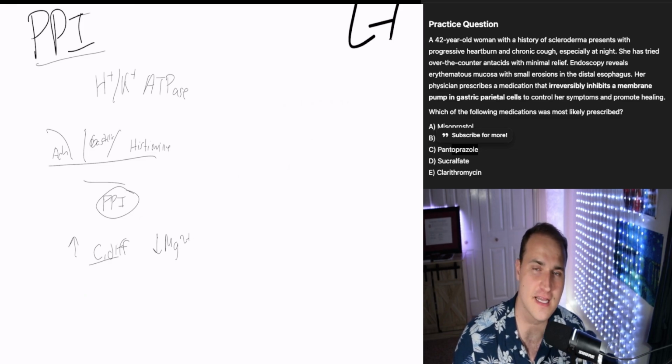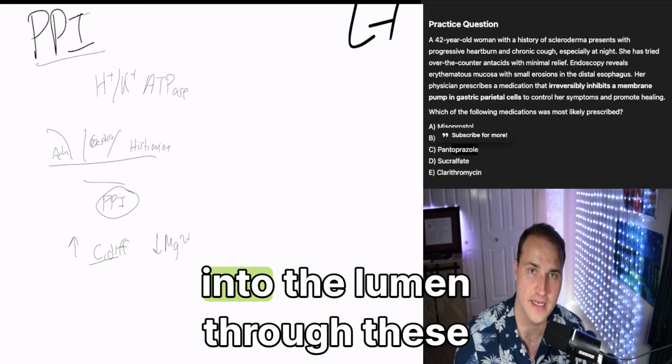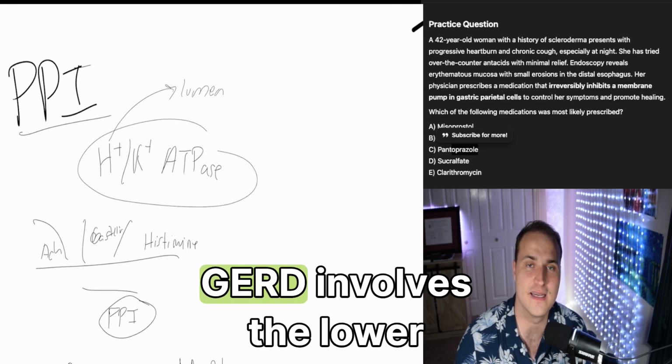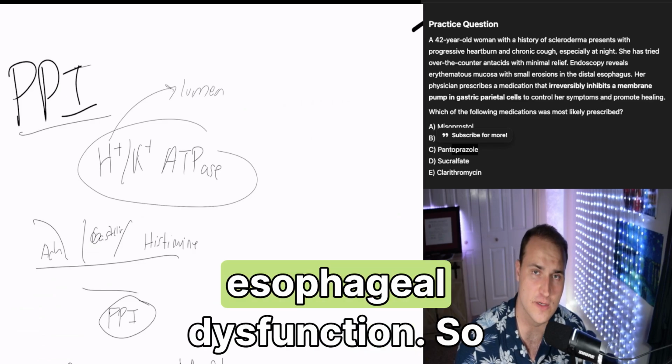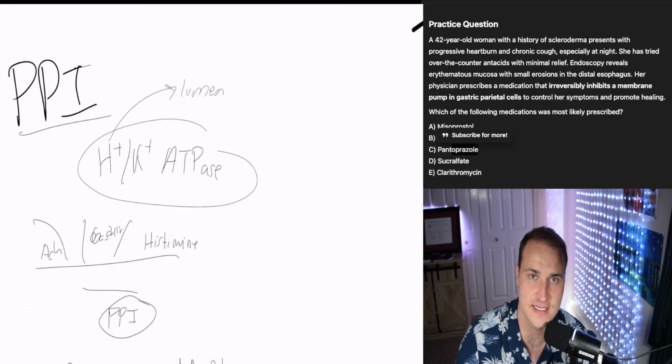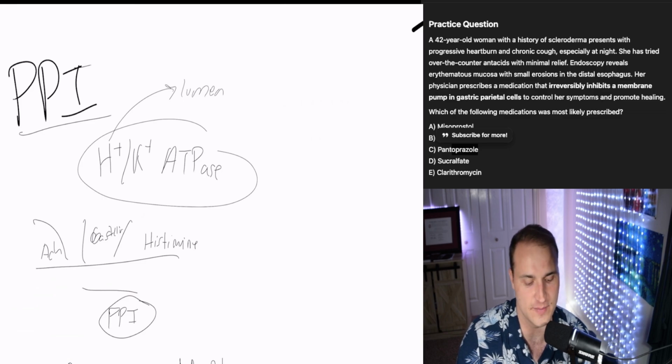The pathophys here is that the parietal cells pump the hydrogen into the lumen through these pumps. So we got that hydrogen into the lumen, and then GERD involves the lower esophageal dysfunction. You get acid reflux and esophageal irritation, and that's potential metaplasia. The PPI irreversibly inactivates that pump, and you have profound acid suppression. And then you get mucosal healing.